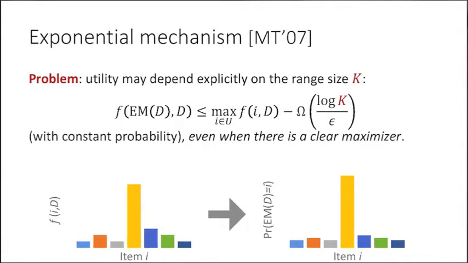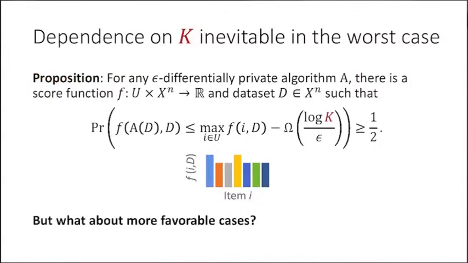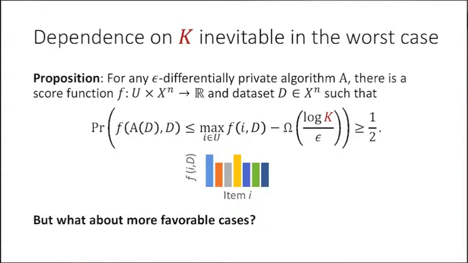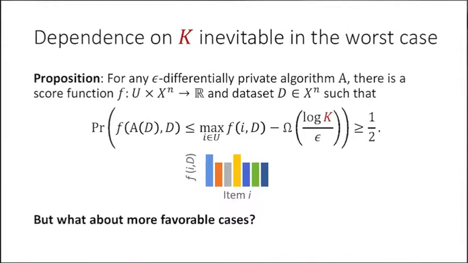So it turns out this is not just something specialized to the exponential mechanism, but in fact for any epsilon differentially private procedure for this problem, that's inevitable. For any algorithm that's differentially private, just by this constraint of having the output distribution be smooth with respect to changes in the data set, that already forces you to have some dependence on the number of items in the universe. And so with at least probability half, you will inevitably be at least log k over epsilon away from the max.